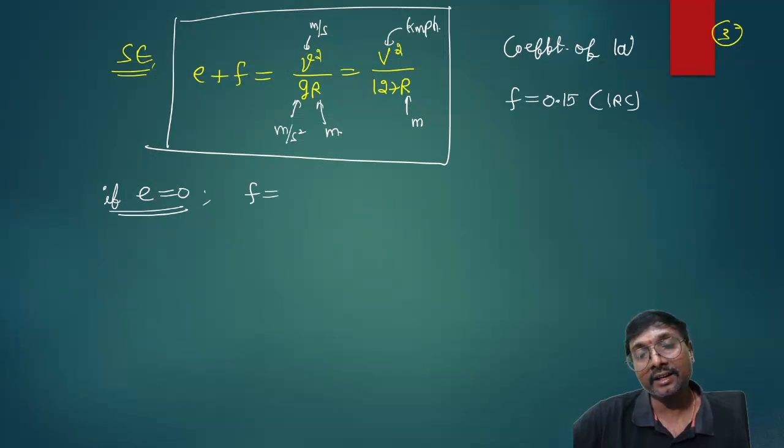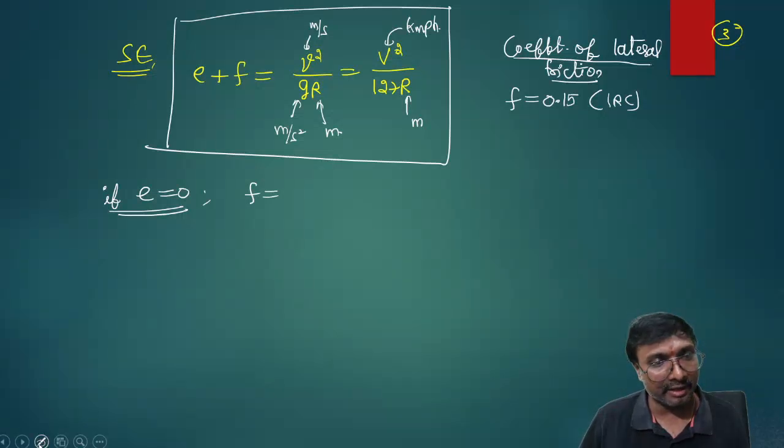This lateral friction. Coefficient of which friction? If you just observe that coefficient of lateral friction, if it is given, you take the given value. If it is not given, you take which one? This is 0.15. Lateral friction, you have the values already.